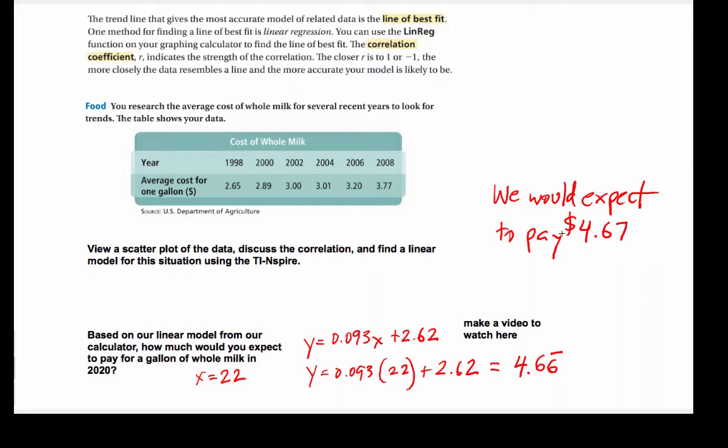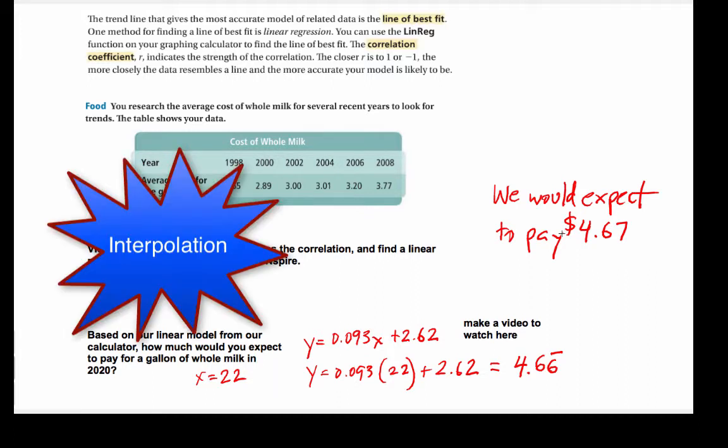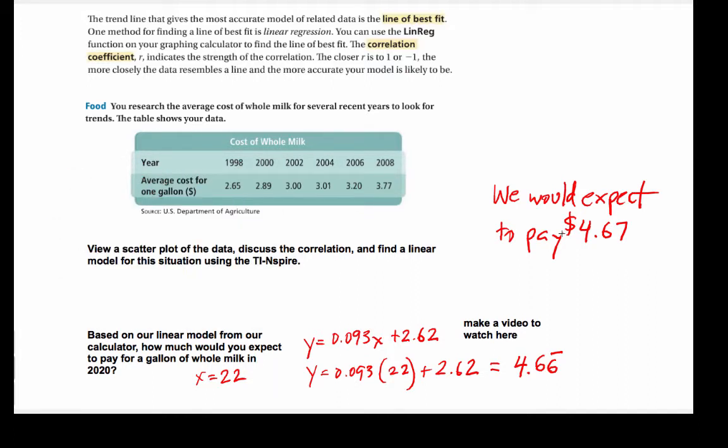about our data, whether they're within the data set, which we call interpolation, or whether they're outside the data set, which we call extrapolation. This last example that I did here, this question that I answered at the bottom, is an example of extrapolation. Going beyond the data is extrapolation.